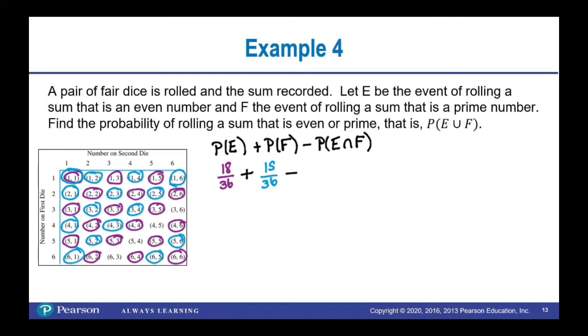Minus, notice there is one sum that was circled twice. So the probability of both is 1 out of 36. The denominators match, so add and subtract the numerators, gives us 32 out of 36. Always simplify your fraction. 4 goes into 32 8 times, and 4 goes into 36 9 times.